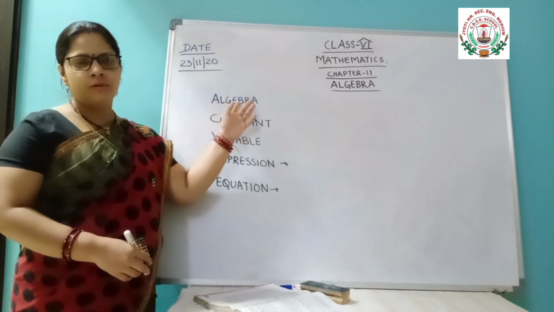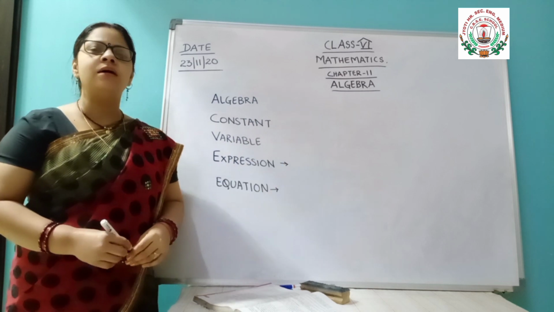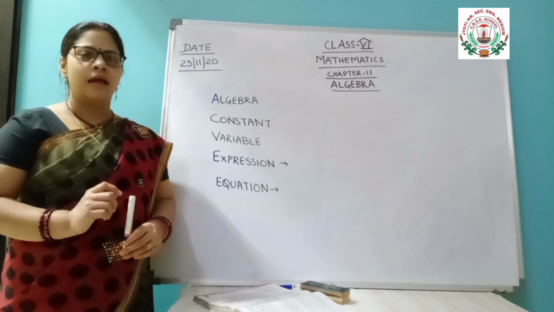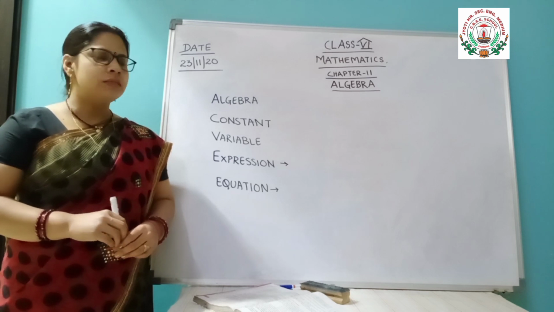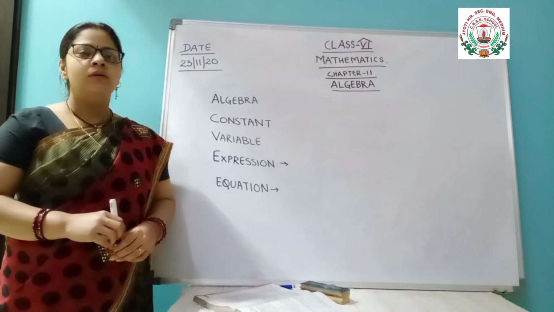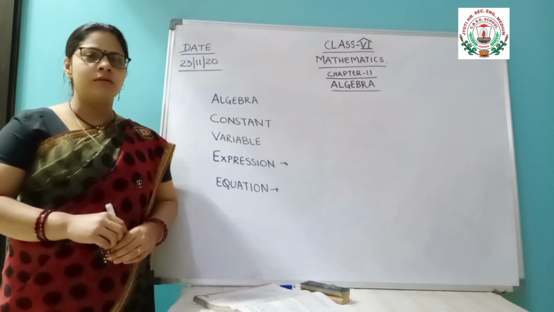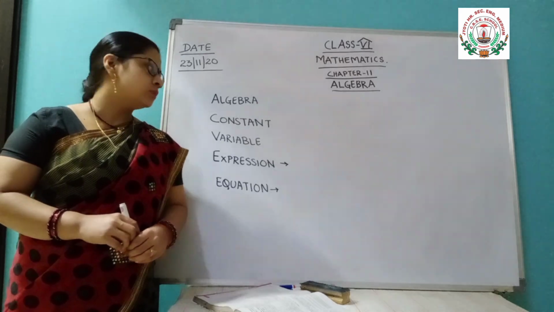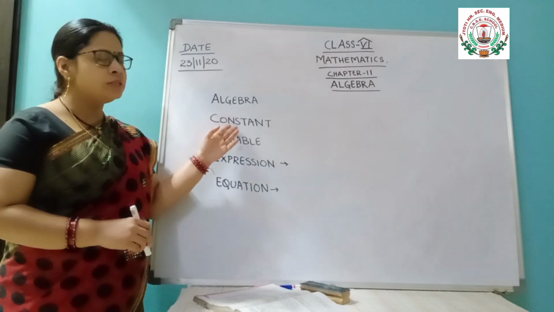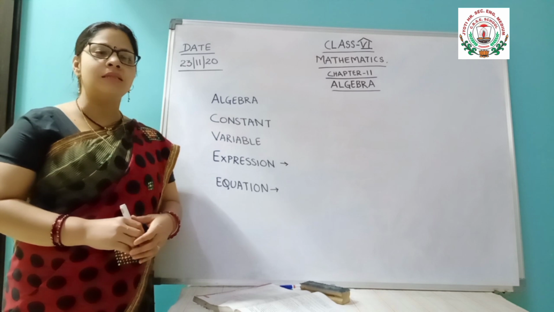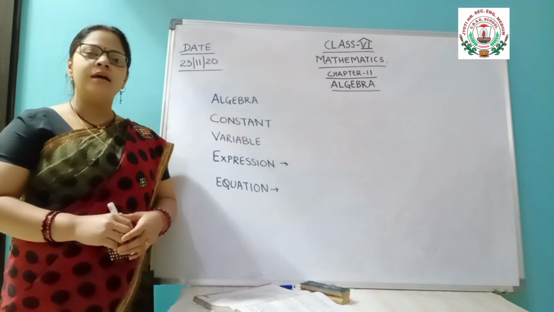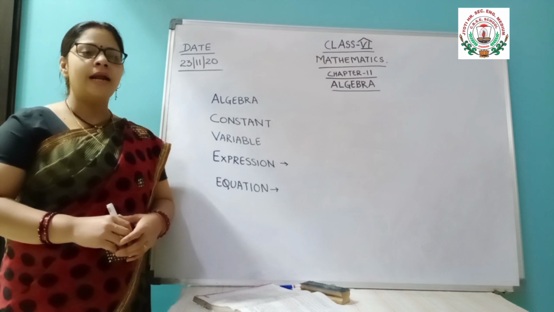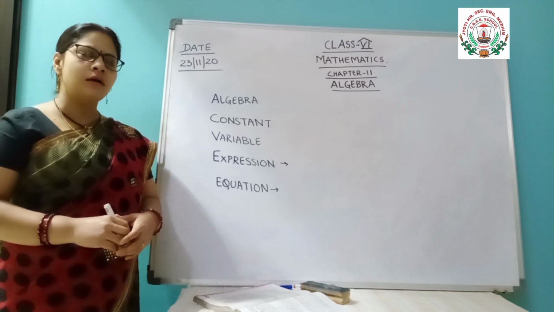First, the topic algebra. What is the name of the chapter? In algebra we are studying the concepts where alphabets are used. Numeric means a number, where all the numbers are used. In algebra we are using the alphabets also. In that some constants are there. Constants means these are the numbers. Wherever you use that number, it will have the same value. That never changes. That is called the constant.